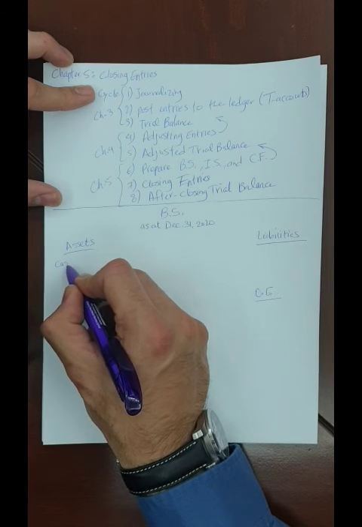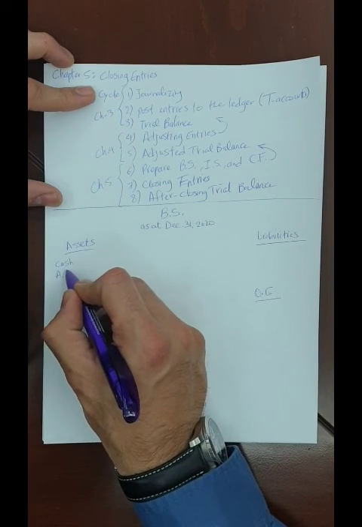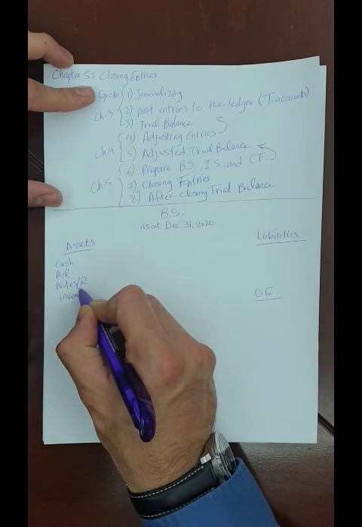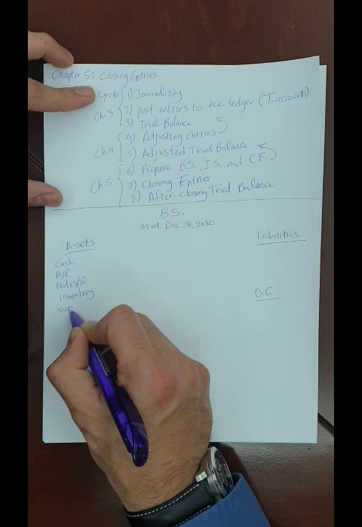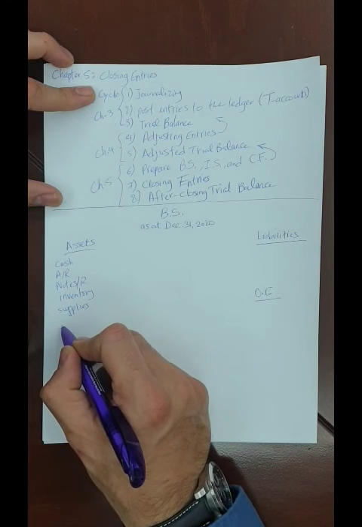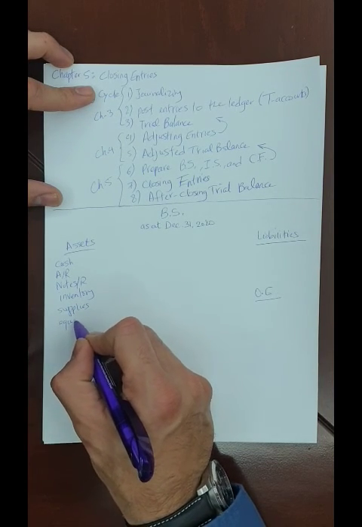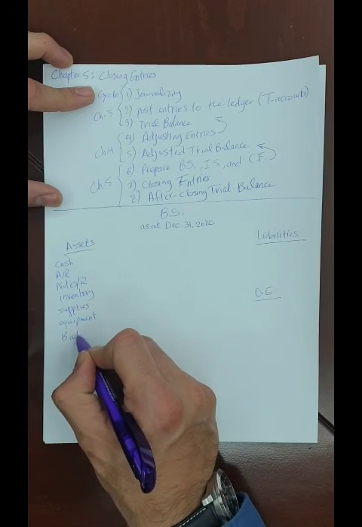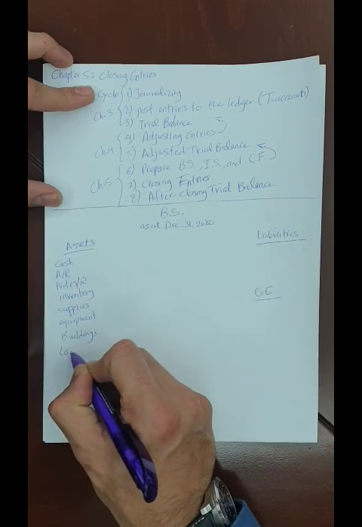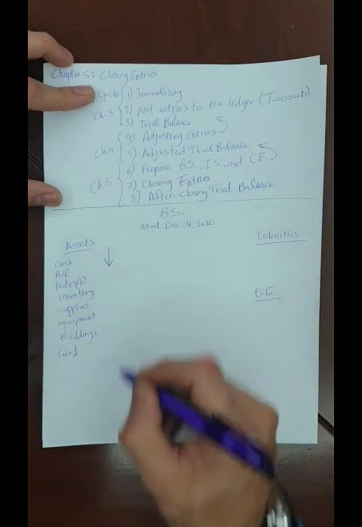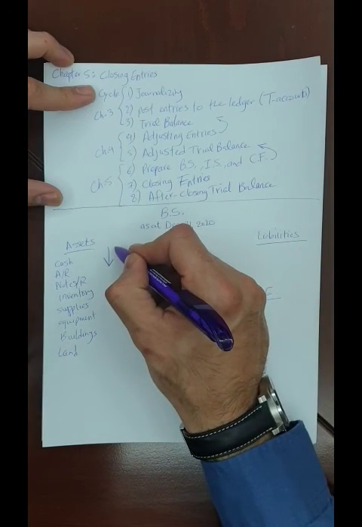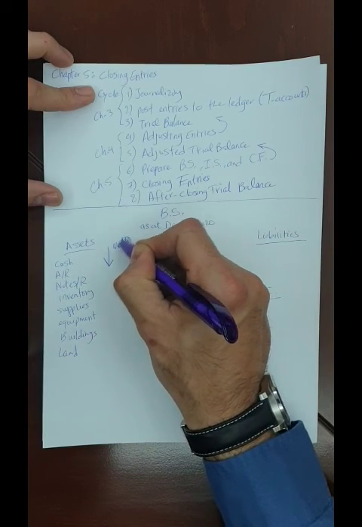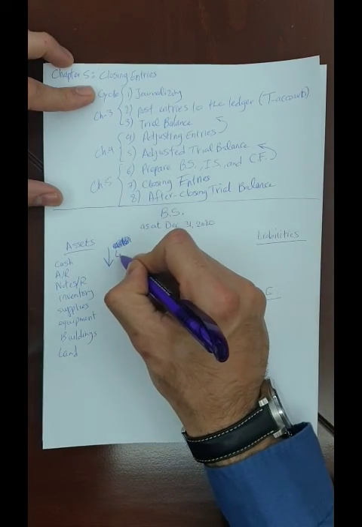The main components under assets usually are cash, accounts receivable, notes receivable, inventory, supplies, equipment, buildings, land. And we said that we list them in the descending order of liquidity. Maturity refers to liabilities.